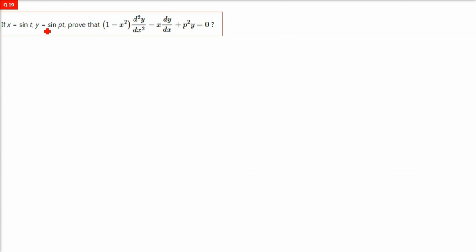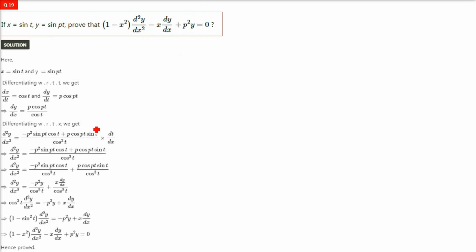x is equal to sin t, y is equal to sin pt. So this has to be proven, which you see on the right hand side, equals 0. So to begin with, we are not aware how we are going to proceed. So the procedure is simple. Whatever you want to do, you have to do dx by dt, dy by dt. You have to find out dy by dx, then you have to find out d2y by dx2. So that is the whole procedure you have to see. And meanwhile, in the course of this solution, you will see the result will come.